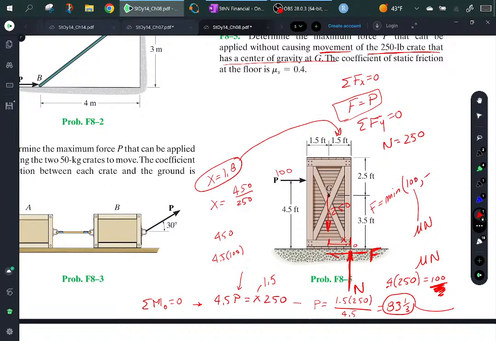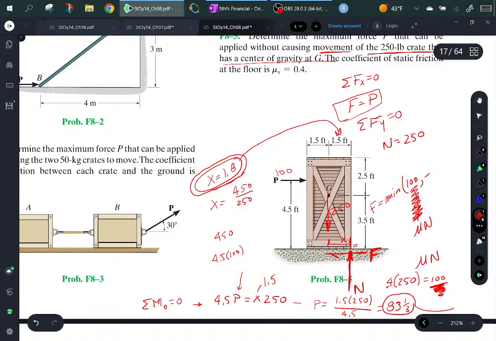So does that kind of make sense? You're kind of working your way through an argument there. So what you've got to do is say, does it tip or does it slide? So first you pick which one you want to do. Here I assumed that it was going to start sliding and that I was pushing it with 100 pounds. The 100 came from this. So I was assuming that it was going to start sliding.